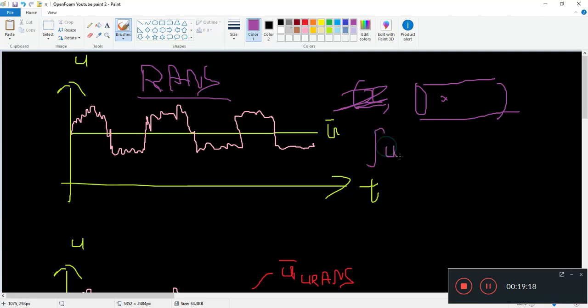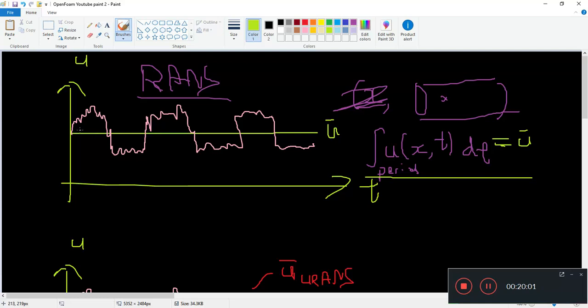So you integrate u of x and t, dt, over some period. You integrate this over some period, and then you will get u bar. That's how we average for Reynolds average Navier-Stokes. And of course, the period is up to you to decide.